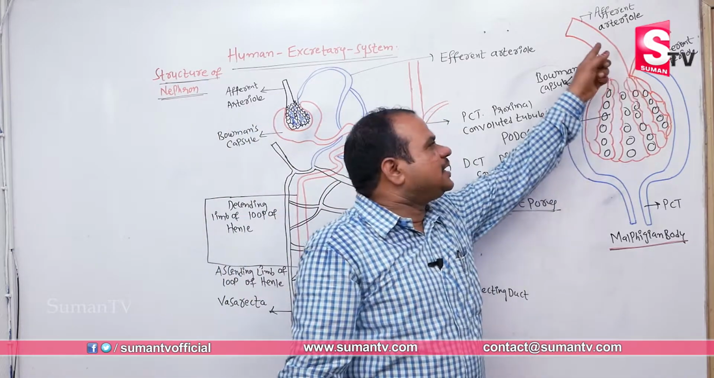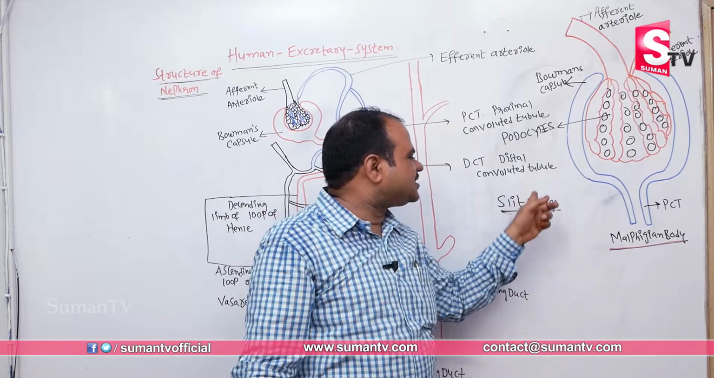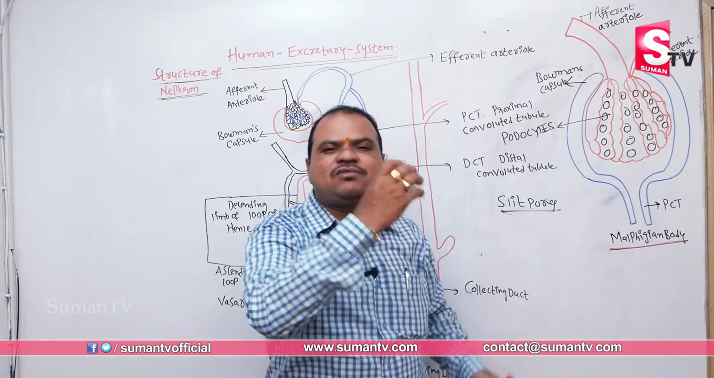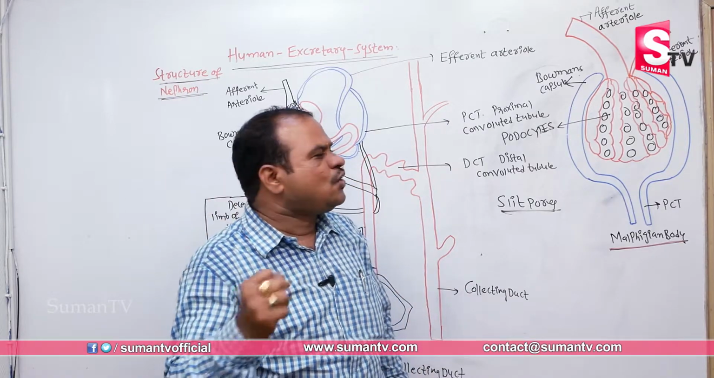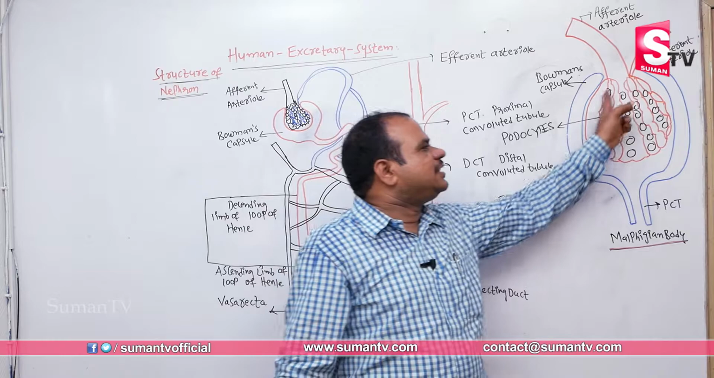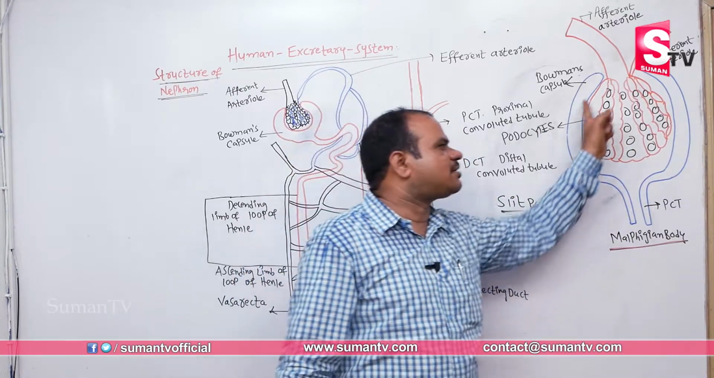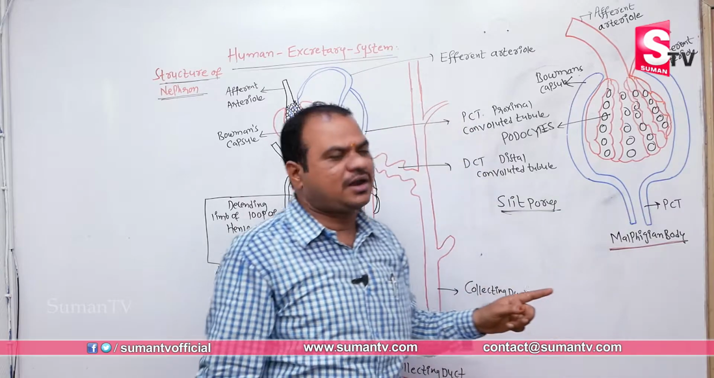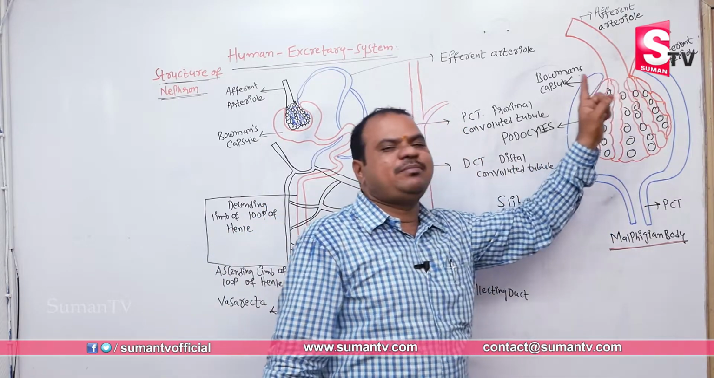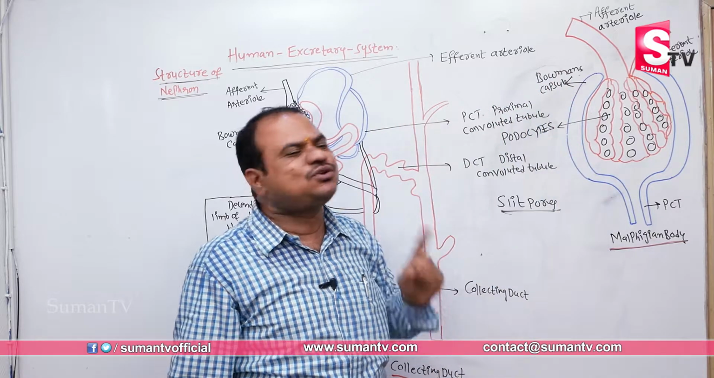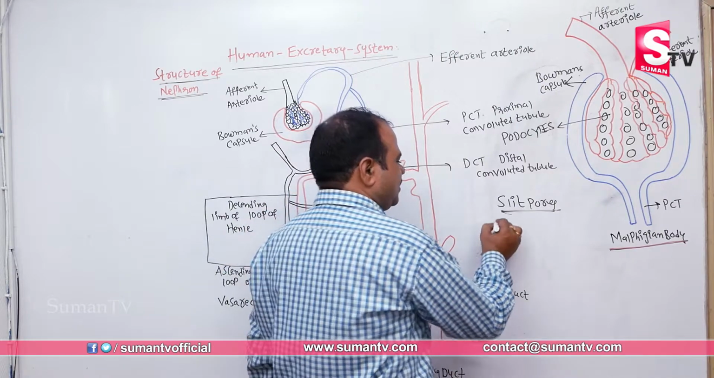Through the slit pores the blood enters the Bowman's capsule, and in the presence of the slit pores, filtration is performed. This is normally called the glomerular region. In the glomerular region, the blood undergoes purification, which we call glomerular filtration.